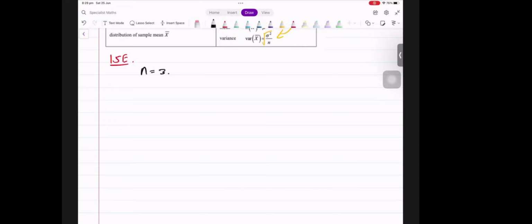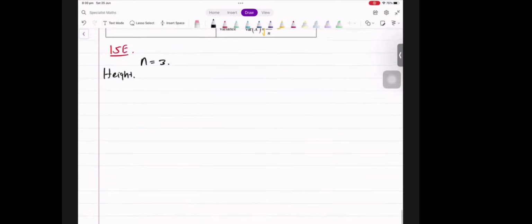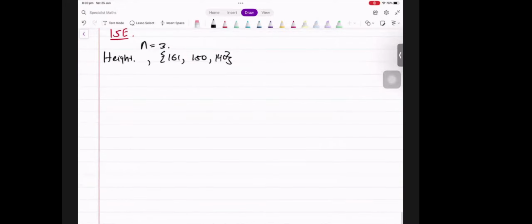If you get a sample size of, let's say, 3, and you're measuring height, so you have 3 sets of data. You get, let's say, 161, 150, and let's say 140. Pretty simple stuff. Now if you draw a graph here, actually I'll quickly put in one more just to make it make sense.